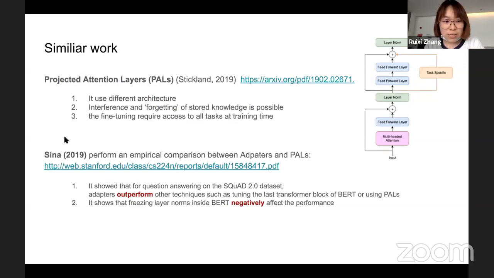And also another work, by Sina, performs an empirical comparison between the adapter and PALS. Her work shows that for question answering on the SQuAD dataset, the adapter outperforms other techniques, and also shows that when we freeze the layer normalization inside BERT, it negatively affects the performance. So that's all for my presentation today. Are there any other questions?